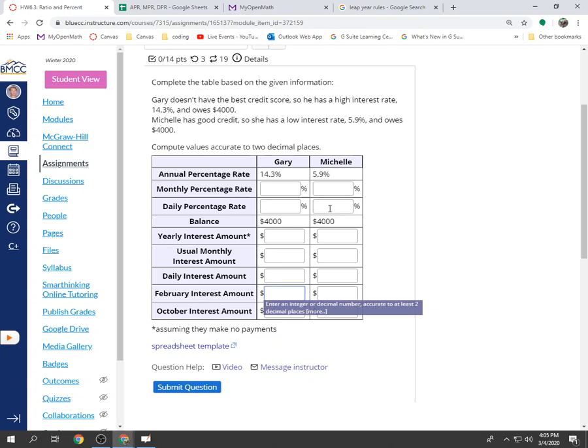So there are different ways. On your version of this, if you don't like the way it graded you, go back in there and message me and I'll check it out. All right. We are done with this topic.